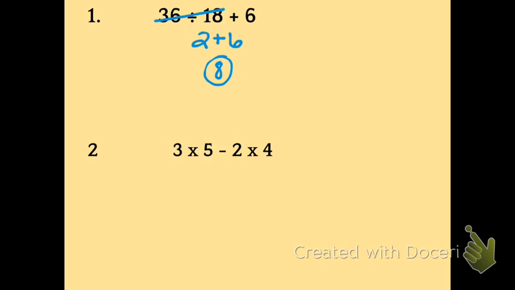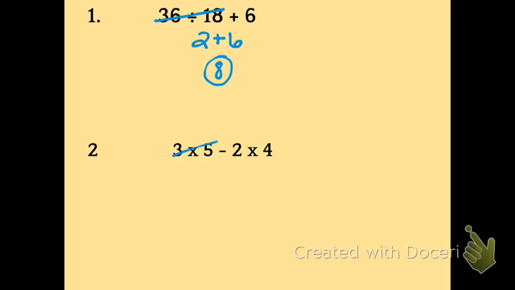All right, so do we have parentheses? No. Exponents? No. But we have multiplication, right? Yes. Okay, and which multiplication are we going to do first? The one on the left or the one on the right? Left. The left, right? Because we're working from left to right. So we're going to do 3 times 5 first, so cross it out.